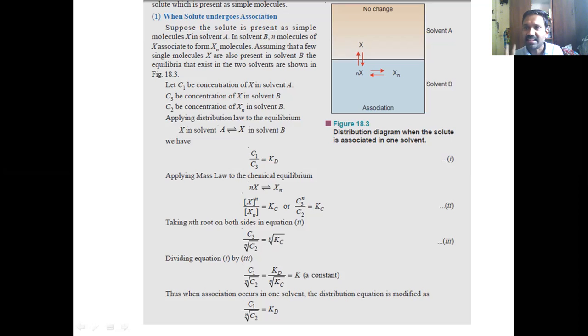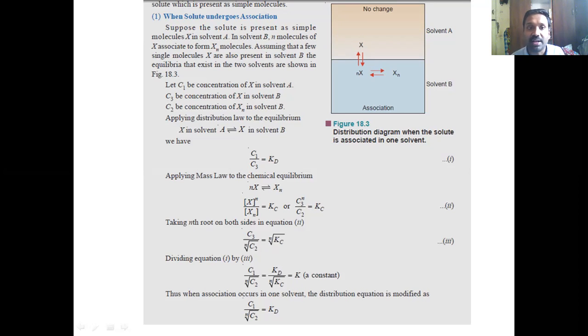In the simplest of the cases, there are only two concentration terms, C1 and C2. C1 is the concentration of X in solvent A, Ca, and Cb is the concentration of X in B. But here you will get an extra concentration term. What is that extra concentration term? C3.